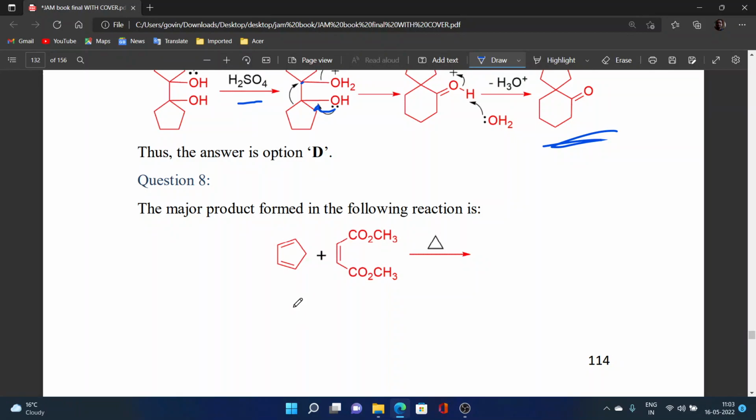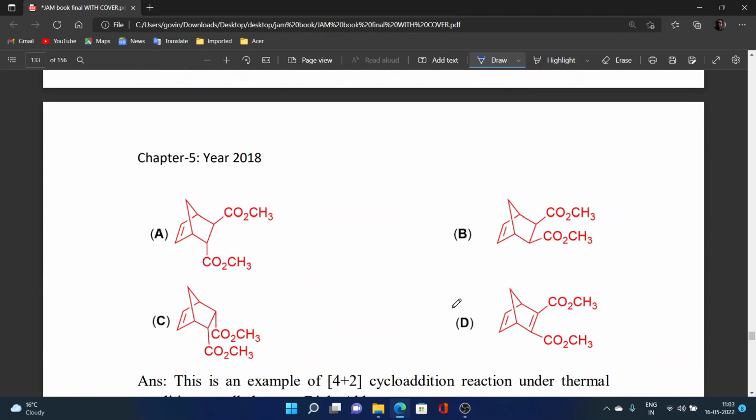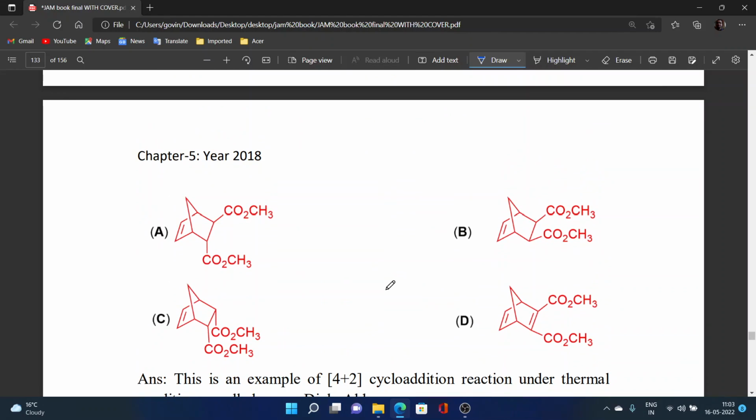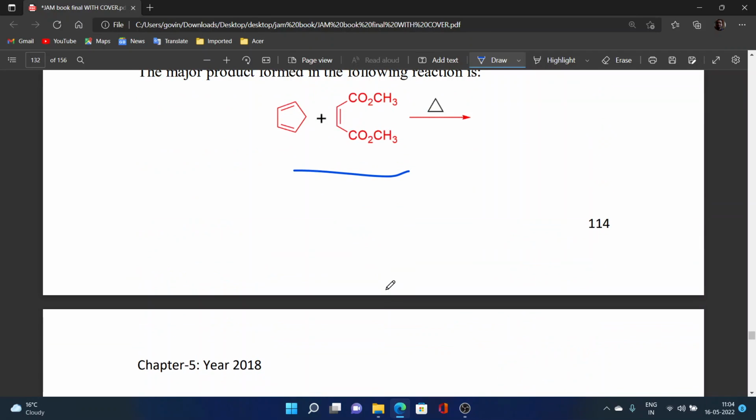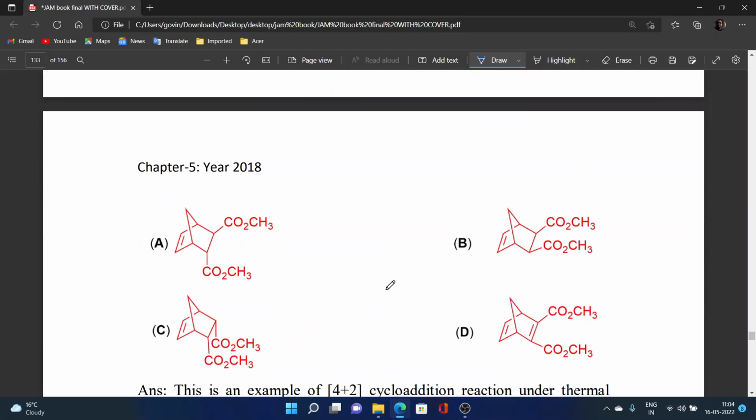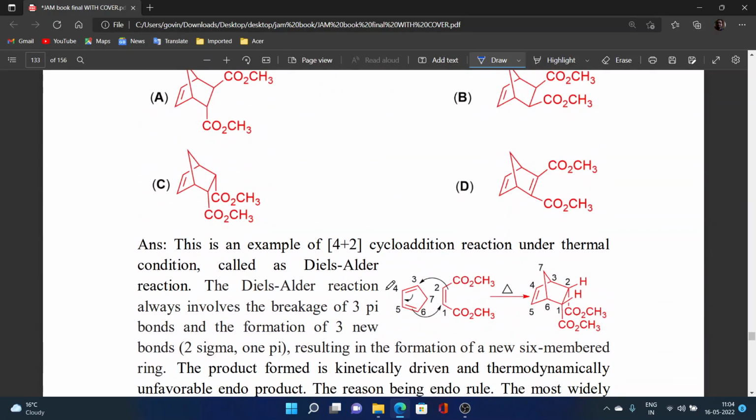Question number 8, this is a very simple Diels-Alder reaction, but of course they are asking about regioselectivity. No, not regioselectivity, it's more about stereoselectivity. So when such questions are there, you have to use what is called the Endo Rule. The Endo Rule makes the Diels-Alder reaction kinetically favorable. Let us first see the reaction.